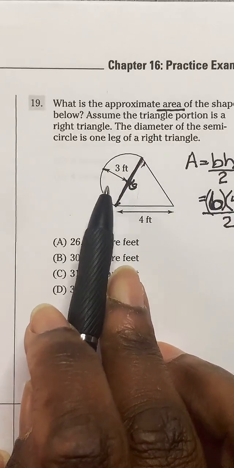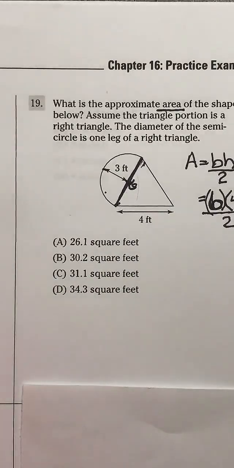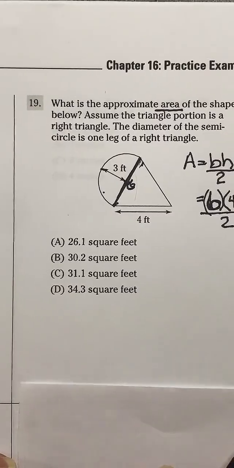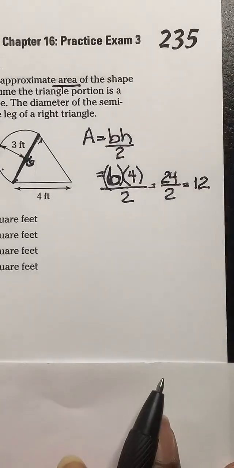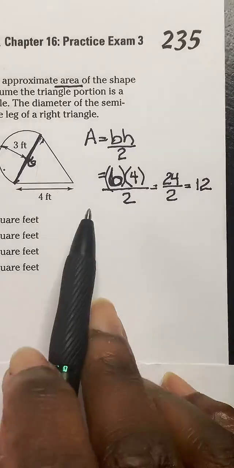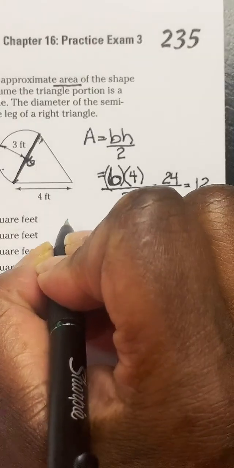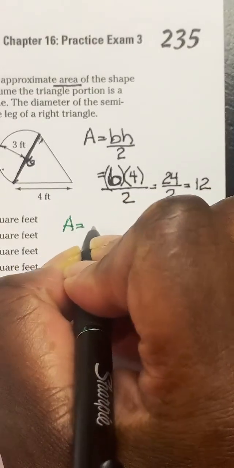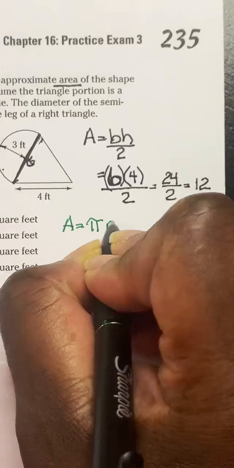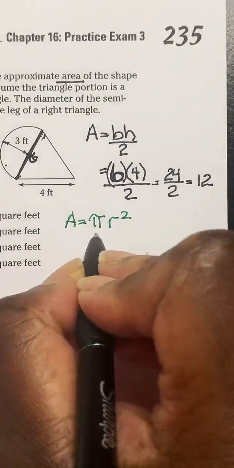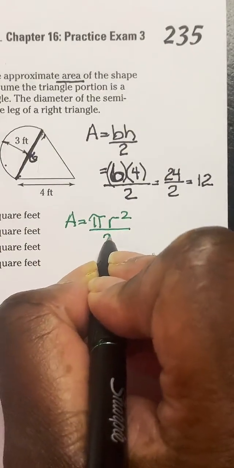Now we need to find the area of our semicircle. So I'm going to switch color pens. We could, but we really didn't have to. That was extra work. Now, I can find the area of a circle, which is pi r squared, but it's a semicircle, so that means I'm going to divide this by 2.